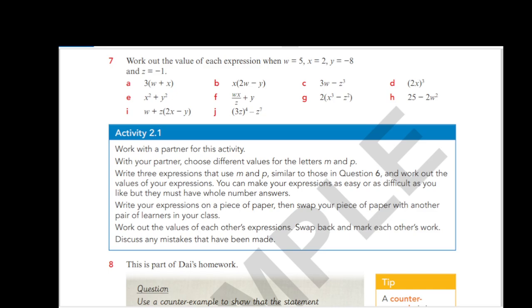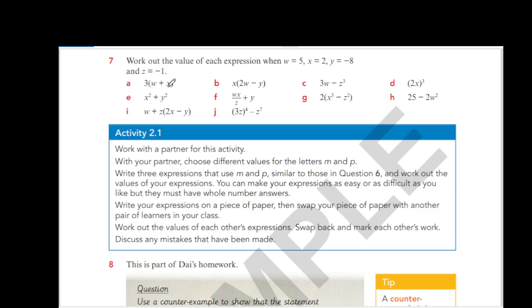of exercise 2.1. So in question number 7 they are saying you have to work out the value of each expression, as we were solving in our previous questions, in question number 6, in question number 2 and 1. We are just finding the values of the expressions. Same in question number 7, we are finding the values of these expressions by substituting the value of these variables, where w is equal to 5, x is equal to 2, y is equal to minus 8, and z is equal to minus 2. So I solved these questions for you so it will be easier for you to understand.